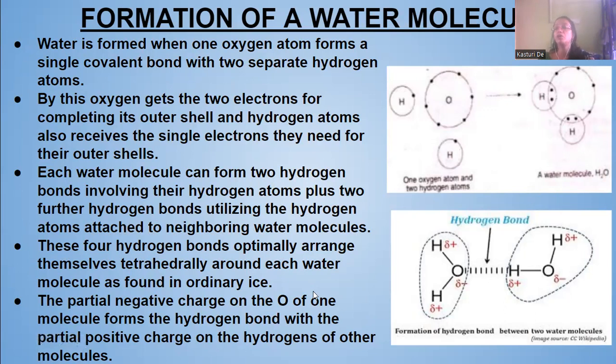So what happens? A water molecule will combine with another water molecule. One molecule of water will combine with another molecule of water by a bond which is known as a hydrogen bond. Okay, and this forms a tetrahedral shape as it is found in ordinary ice. The partial negative charge on the oxygen of one molecule forms the hydrogen bond with the partial positive charge of the hydrogen of other molecules. Okay, so the partial negative charge on oxygen of one molecule will combine with the partial positive charge of another hydrogen atom. Okay, so that forms a hydrogen bond.